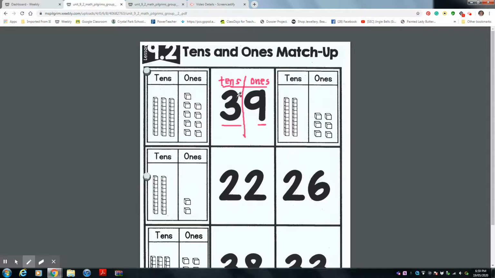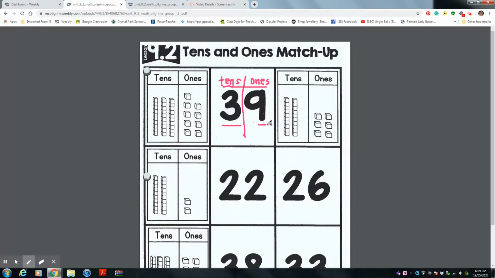So that's 3 groups of 10: 10, 20, 30. And 9 ones is just 9 ones. Ones place is smaller or less than 10, so numbers 9 to 0 are your ones. Then your tens place is the groups of 10. So we have 3 groups of 10, which is 10, 20, 30, and 9 ones, which gives us 39.